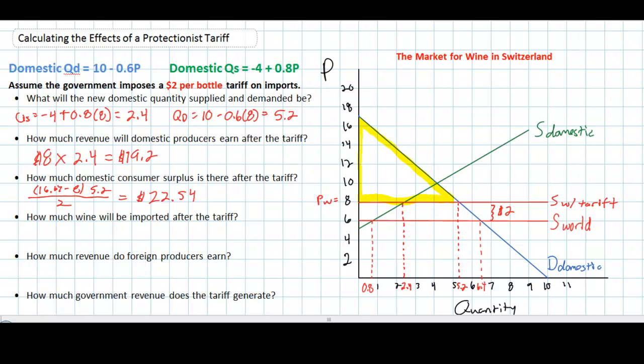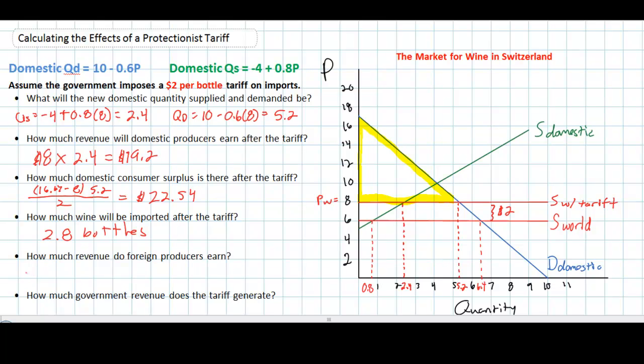What about the quantity of imports? Before the tariff, 5.6 bottles of wine were being imported into Switzerland. After the tariff, this is going to be drastically decreased. Since domestic producers are now providing 2.5 bottles of wine and domestic quantity demanded has fallen to 5.2, the new amount of imports will be only 2.8 bottles of wine. Compared to before, when 5.6 bottles of wine were being imported, only half as much wine is being imported into Switzerland now. And as a result, we're going to see the revenues of foreign wine producers fall dramatically.